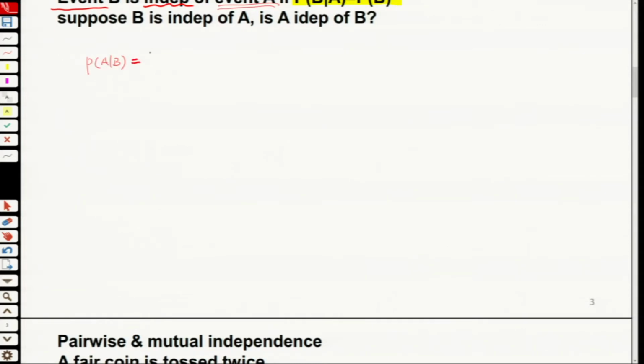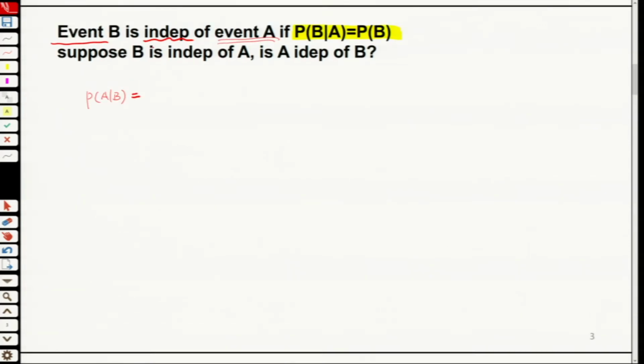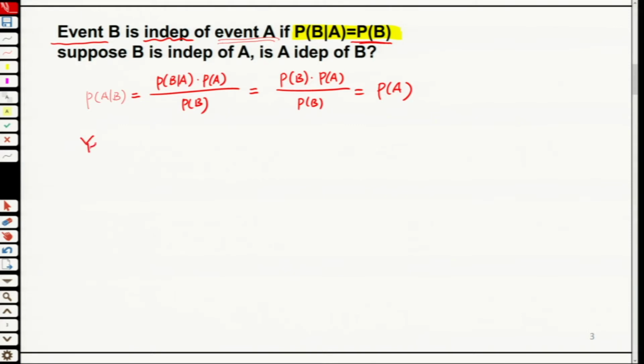So this will equal the probability of B given A times the probability of A divided by the probability of B, because you have P(A∩B). But here we are saying B is independent of A. So this will equal the probability of B times the probability of A divided by the probability of B. So this will equal the probability of A. So the answer is yes.